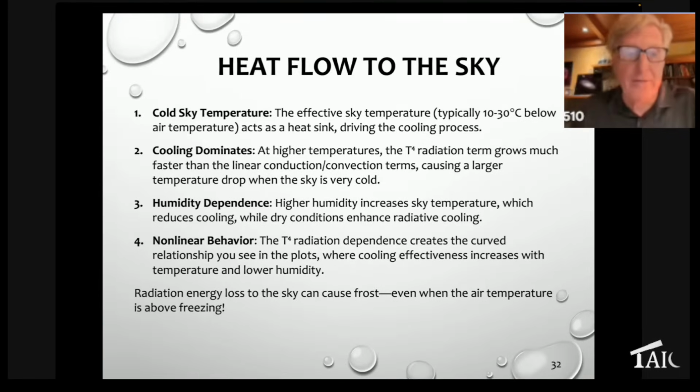Obviously, I keep saying it over and over: higher humidity increases the temperature, which reduces cooling, while dry conditions enhance the radiative cooling. And it's nonlinear. Again, that T to the fourth radiation dependence creates this curved relationship that you see in the plots. And the radiation energy loss to the sky can be enough to cause frost even when the air temperature is above freezing. So that's a really important reason that you can get frost even when it's not that cold out.